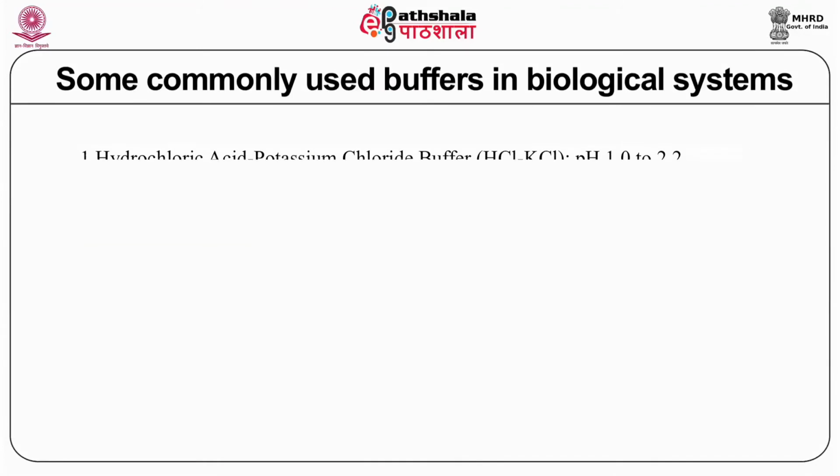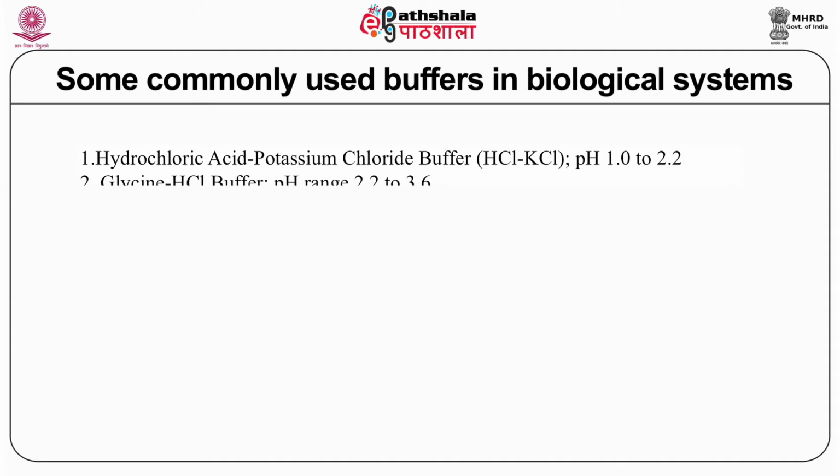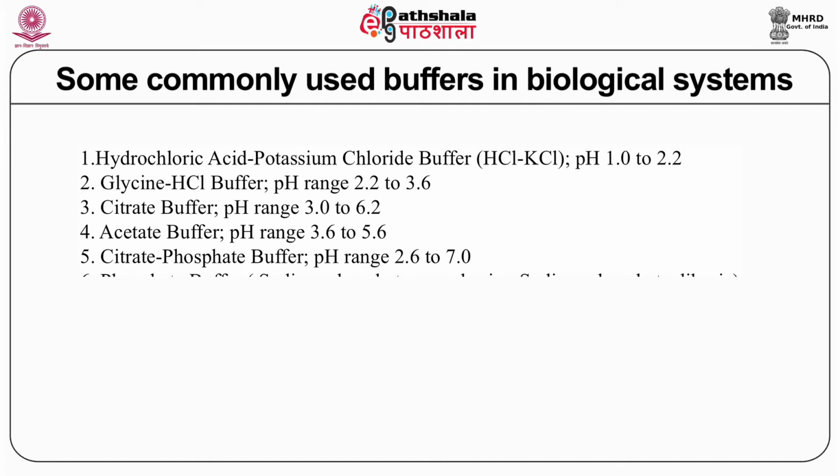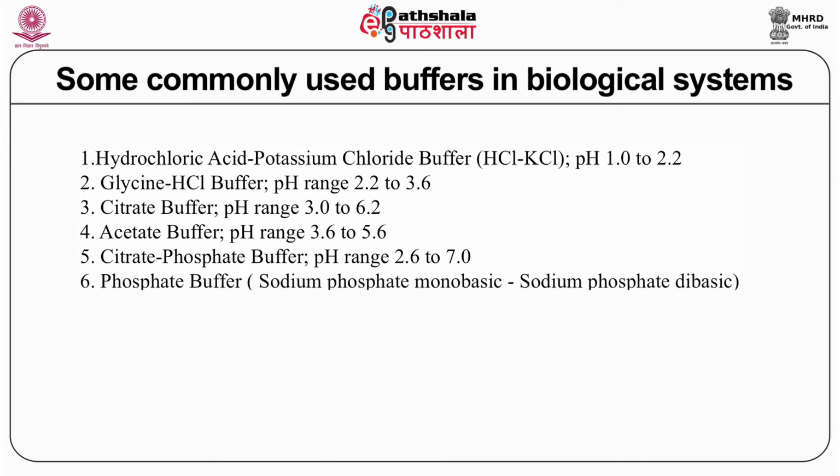Suppose you need to use, for example, acidic conditions of pH 1 to 2, then you choose HCl and potassium chloride as a buffer. Or you want to use pH 2 to 3 or 2 to 4, then glycine is the best buffer, glycine HCl buffer, because glycine has a pK of about 2, and therefore it takes care of your pH range of 2 to 4.